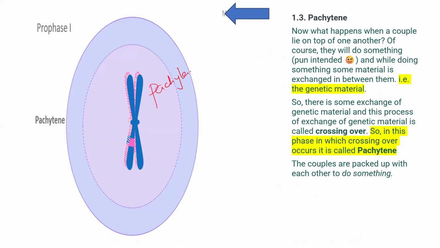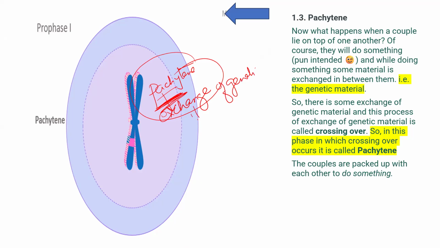Pachytene. Now what happens when a couple lie on top of one another? While doing something, some material is exchanged between them. When they love each other, there is an exchange of genetic material. So in the pachytene stage, they are packed in love. They exchange genetic material between the couple.